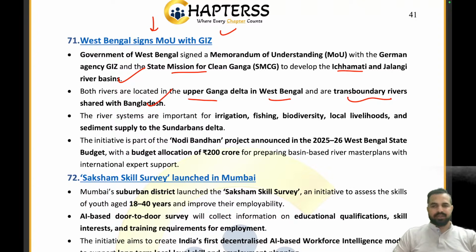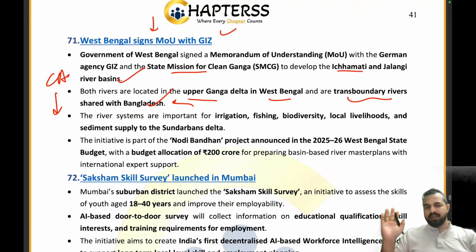shared with Bangladesh. See guys, this question can also be asked in the examination, that the Ichamati and Jalangi river basins are transboundary rivers shared with which country? Answer will be Bangladesh, right? Such kind of question can be asked. Last year we have seen questions on the rivers, so this year too it can be asked in the examination. If it is asked from current affairs, then please ensure that you answer the question in the examination.